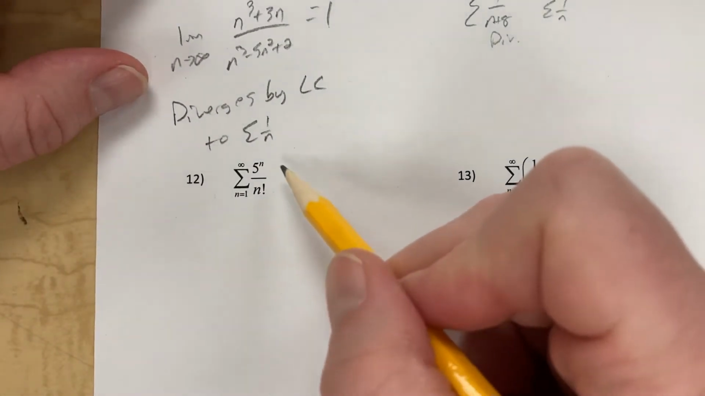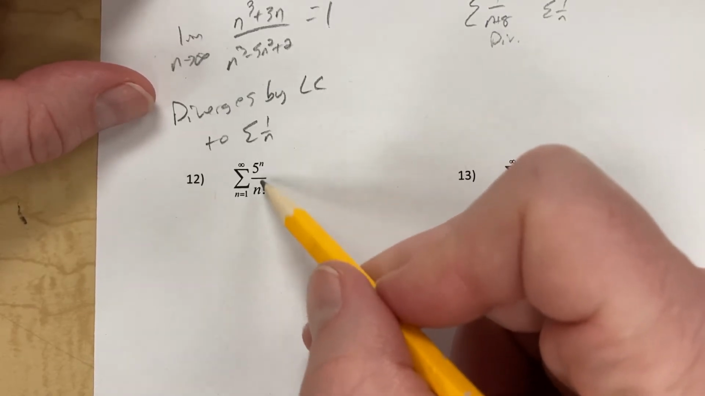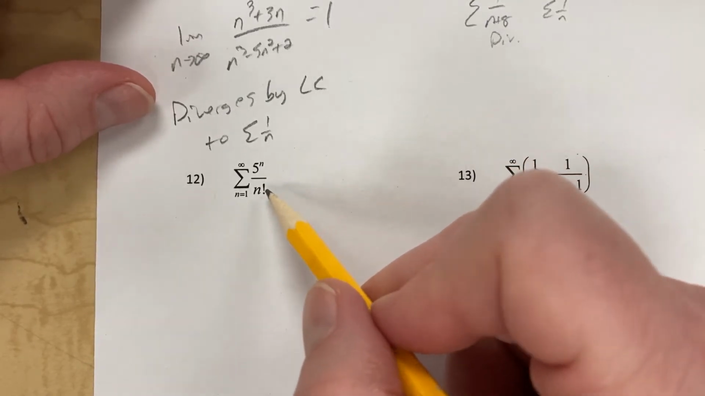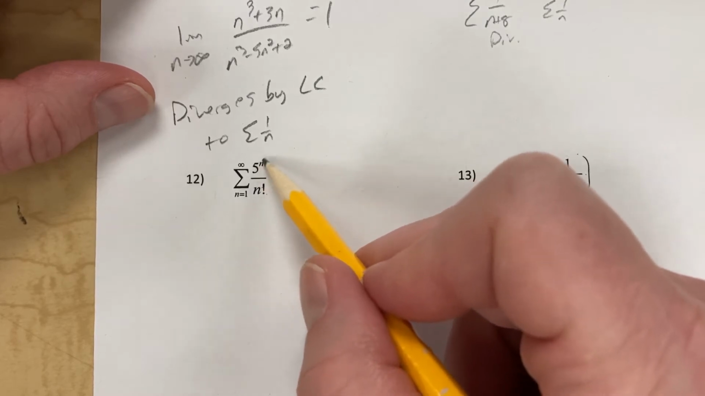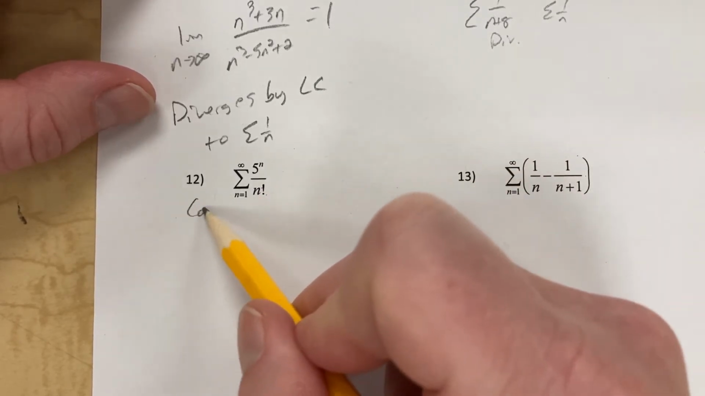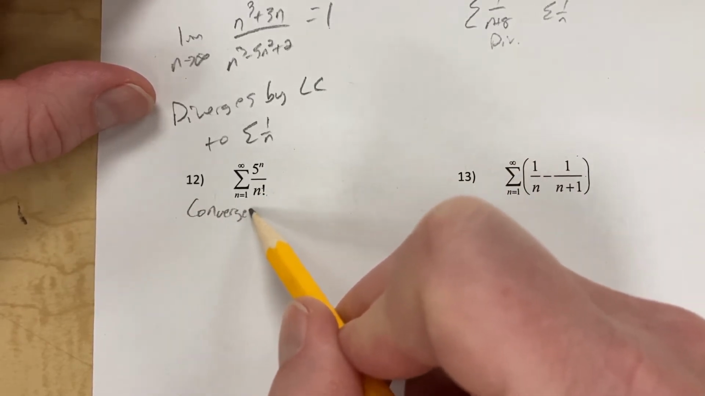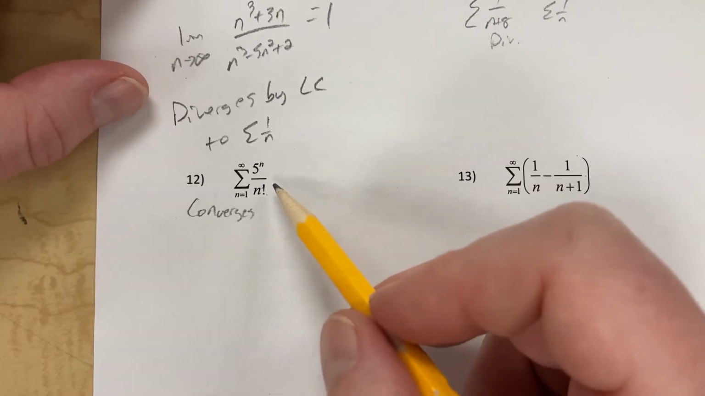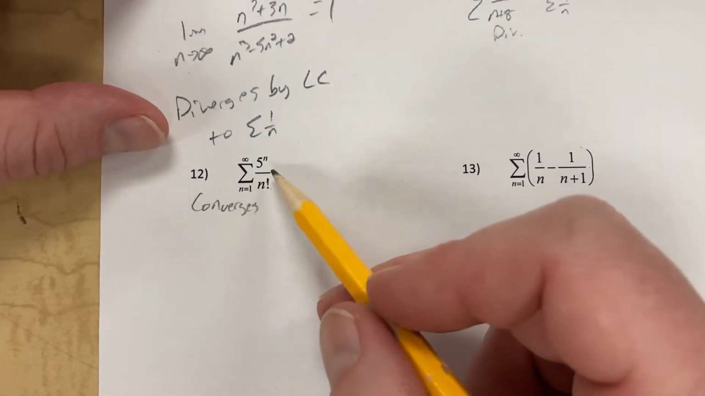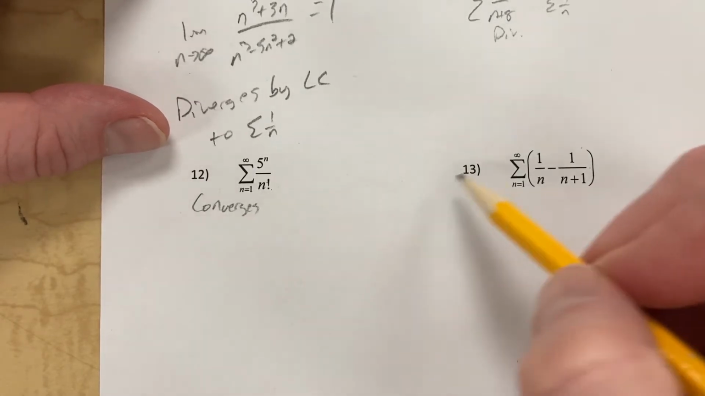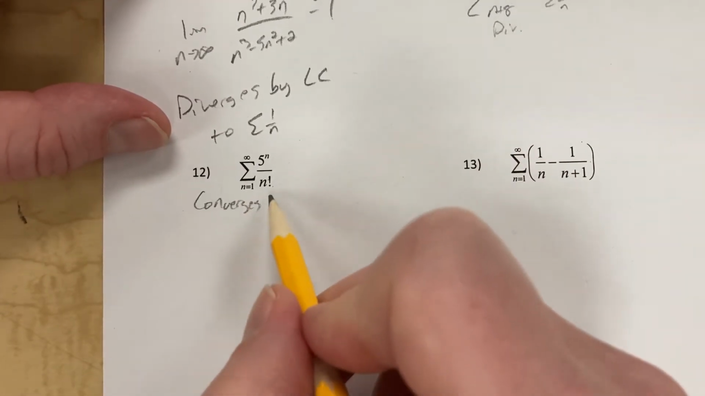Number 12, I've got 5 to the n over n factorial. So 2 different forms there. I have a gut instinct: factorial dominates exponentials, so this should converge. But to prove it, I would need to do something else. I can't compare it to anything else. I can't really do anything like that. So a ratio test is probably a good idea here.